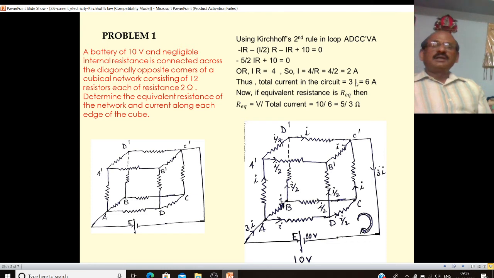So the total current in the circuit is 3I, so that will be 6 ampere. If we consider the equivalent resistance of this whole circuit, that is R equivalent, then R equivalent equal to V by total current. Here V is 10 volt and total current is 6 ampere. So R equivalent is 5 by 3 ohm.